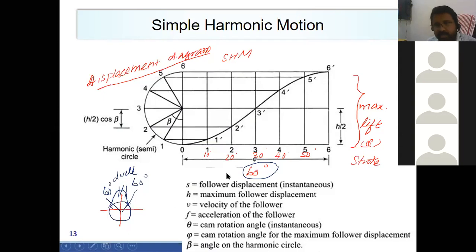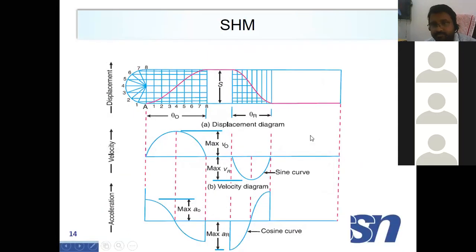So this is the basic diagram. In this class we are going to draw a simple harmonic motion. This is the velocity and acceleration pattern we are achieving, and this is the displacement diagram, a sample displacement diagram.